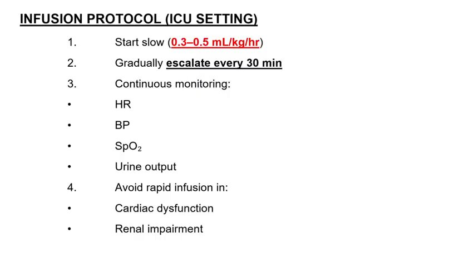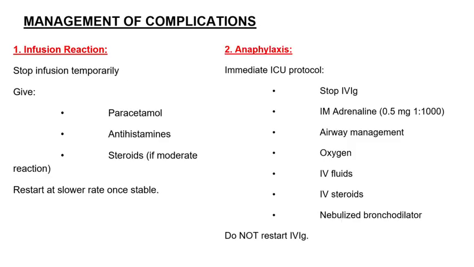So the infusion protocol in the ICU setting will be, we have to start the infusion very slowly, at 0.3 to 0.5 ml per kg per hour. We have to gradually escalate every 30 minutes and continuously monitor the vitals. Avoid rapid infusion in case of cardiac dysfunction, renal impairment. So, management of complications: infusion reaction, we have to stop the infusion temporarily. We have to give paracetamol, antihistamines, steroids if there is any moderate reaction. Restart at a lower rate once the patient is stable.